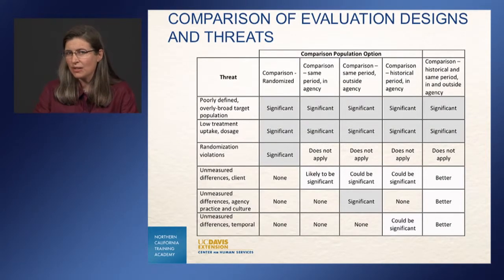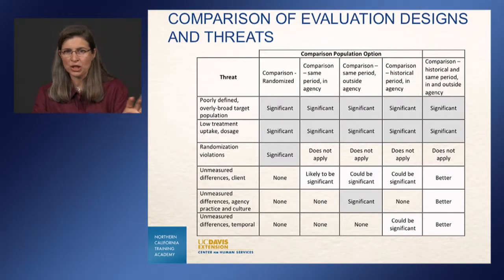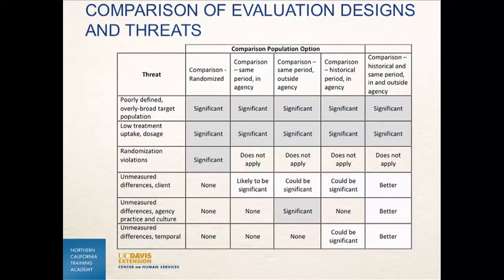So this last box is also in your workbook, and we're going to have some questions that allow you to work with this last box. And basically what we've done is we've taken what we've learned about the five comparison population options, and they're listed across the top, and then we have the threats listed down the side. And I don't want to spend too much time on this right now because it's going to be in the workbook for you to work with.